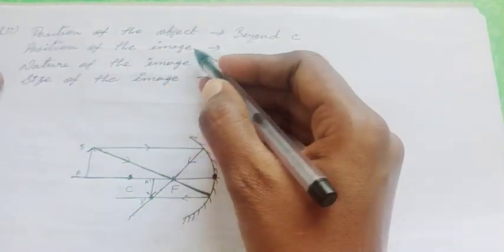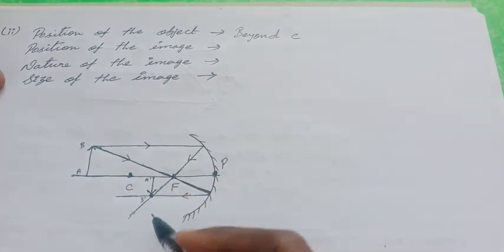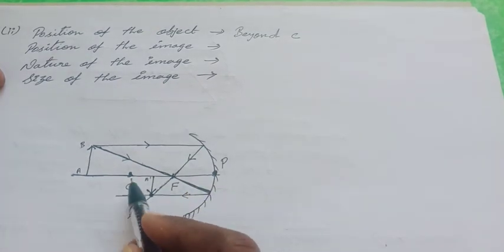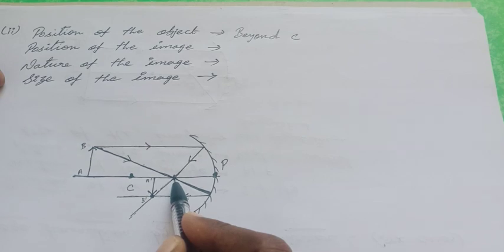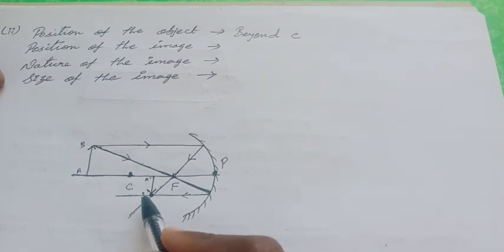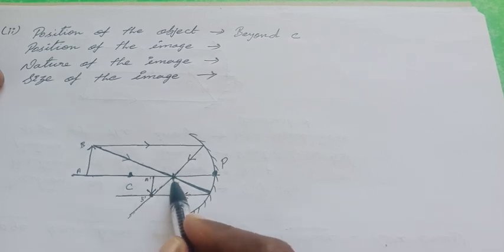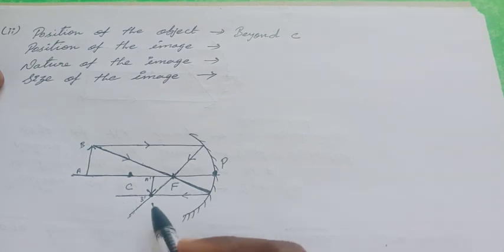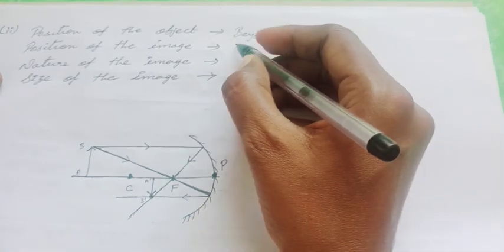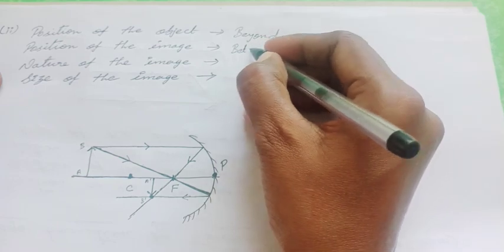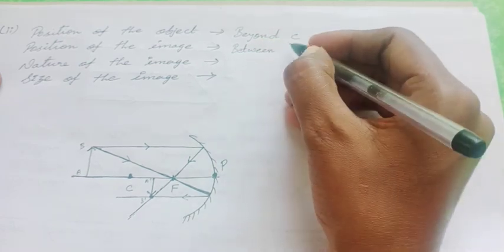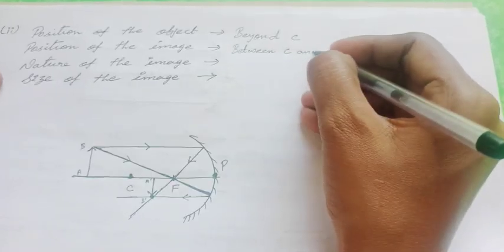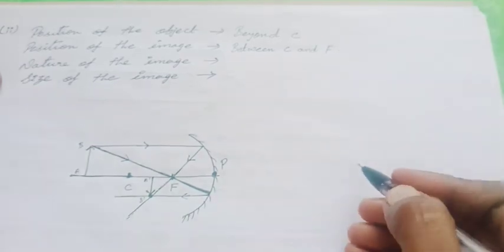And what is the position of the image? See, the image is formed between C and F. What is C? Center of curvature. What is F? Principal focus. So see, the image is formed between C and F, that is between center of curvature and the principal focus, right? So we can write the position of the image as between C and F. Okay.